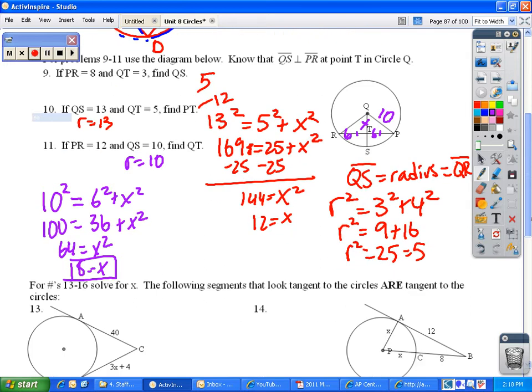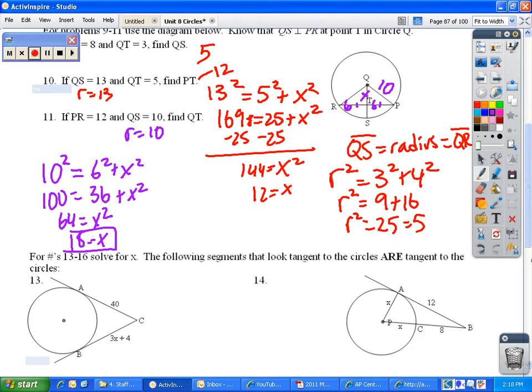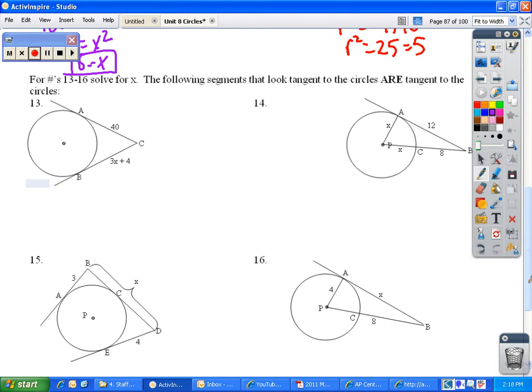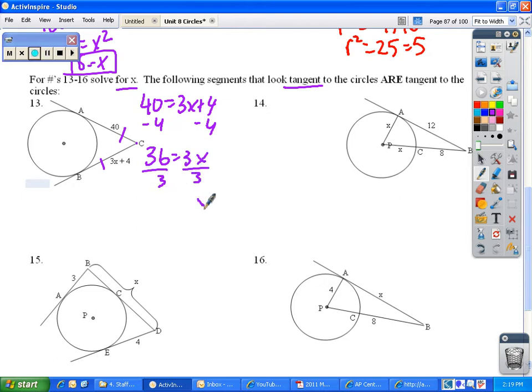All right, moving on to the bottom of the page. Specifically, we're looking at number 13. Okay, we want to solve for x. We learned that from one point to a circle, tangent lines, because we're told that these are tangent lines, are actually equal. So 40 equals 3x plus 4. If I go ahead and solve for x here, which is what I'm trying to do for all these problems, I get 36 equals 3x, divide by 3, and I get x equals 12.